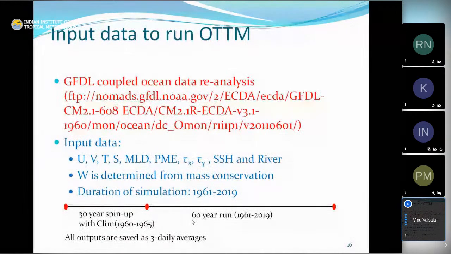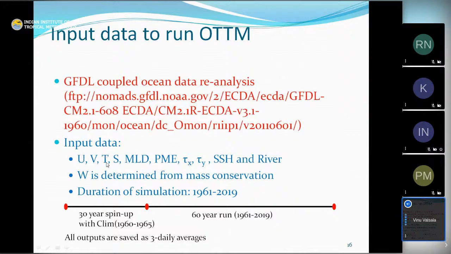Now, what are the input data we used? We take data from the GFDL coupled ocean data reanalysis, ECDA CM2.1 version, which is available from 1960 to 2019. This has been updated during the lockdown times. So we are fortunate to get such an extended data until very recent to perform these experiments. The input data required to run this model is a three-dimensional velocity U, V, and temperature and salinity, mixed layer depth, PME, precipitation minus evaporation, wind stresses, sea surface height, and river runoff. These are the fundamental minimum requirement of data you need to run this model.